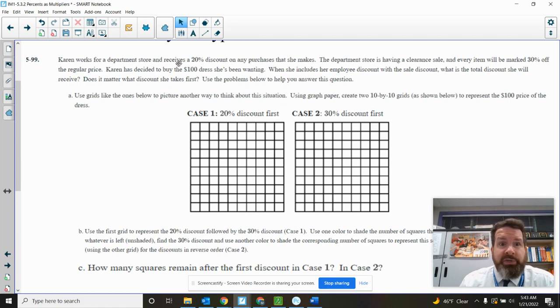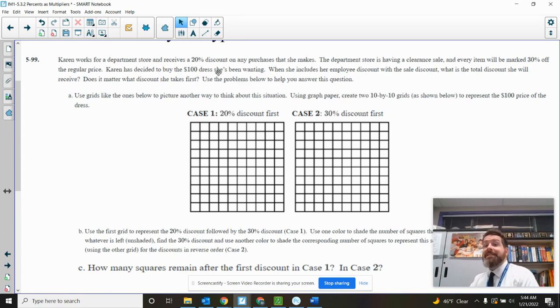So we got Karen. She works in a store and gets a 20% discount. That's often true. If you work at a store, you get what's called an employee discount. So in this case, we're looking at a 20%. Now the store is also having a sale, meaning that everything in this sale is 30% off. That's actually a big amount, the 30% off. So you don't see sales that big very often. So Karen's going to buy this $100 dress. She's going to use both discounts. How much does she pay? And does it matter which one comes first?